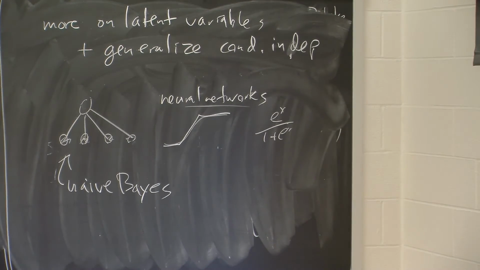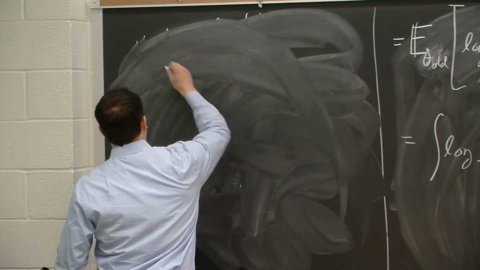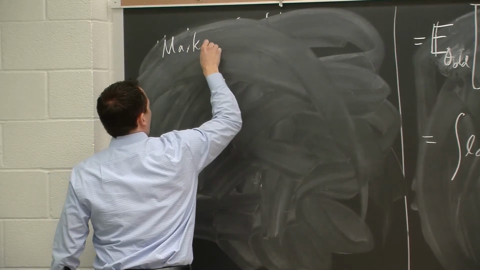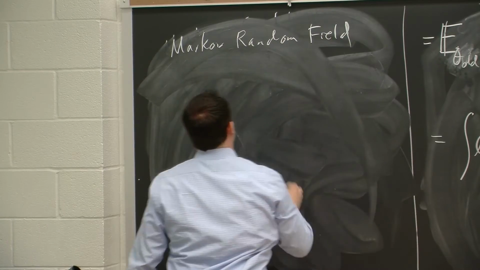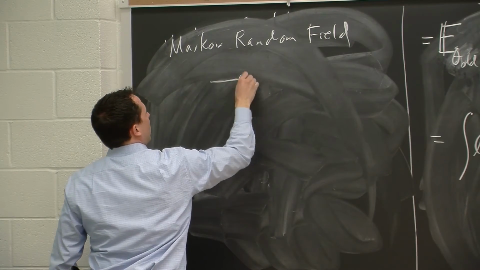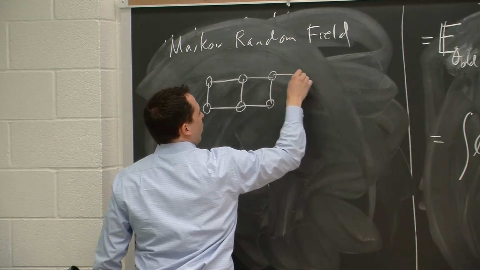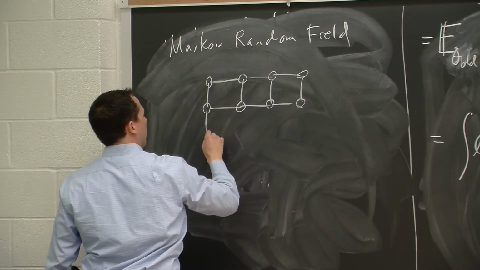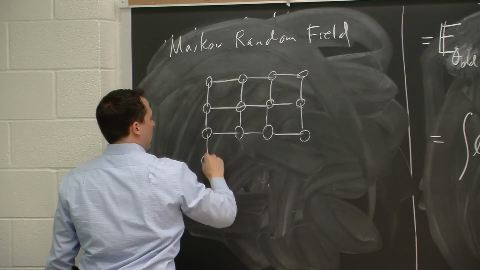Some other examples of this type of model that are a little simpler are things which are used in vision and spatial statistics. There's something called a Markov random field, which is basically a graphical model that lives on a lattice, like a square lattice. So in this picture, all of these variables are observed. There's no hidden variables. It might look like that.